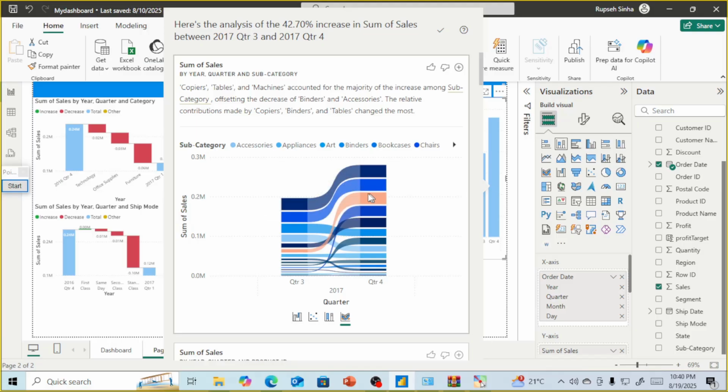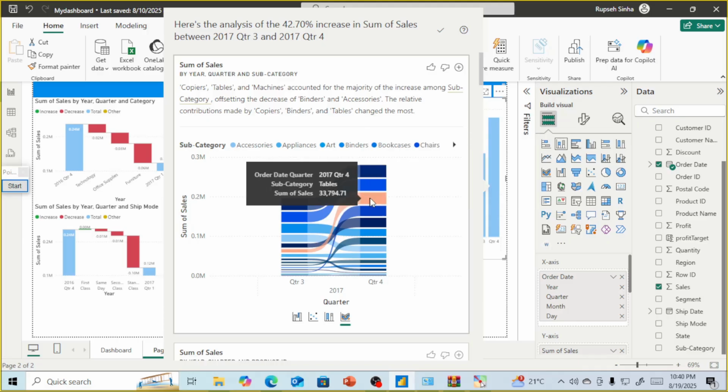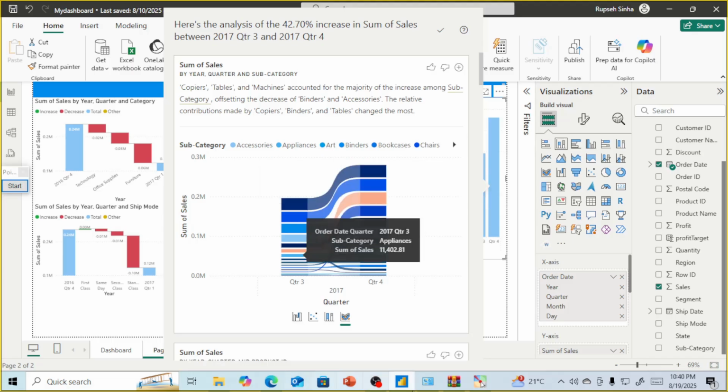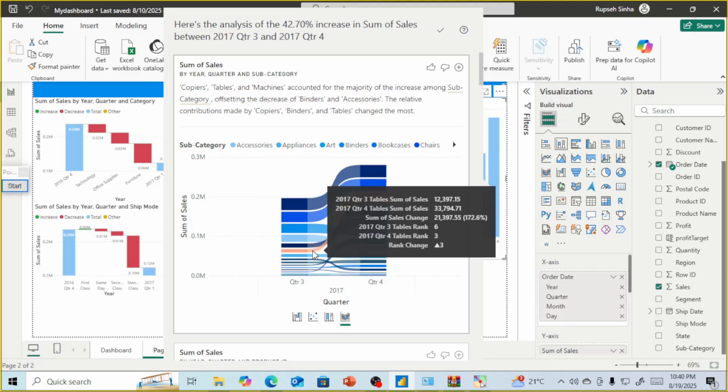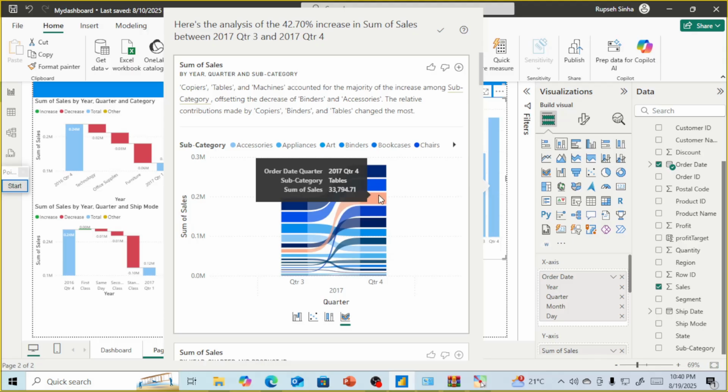So what is changing here? Can you see this color? This is actually what? Tables. And table's earlier sales were very less and rank was also low, but here tables went to third rank and sales of tables are very high.